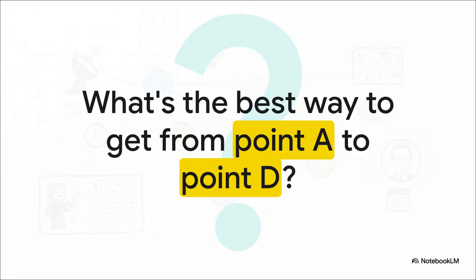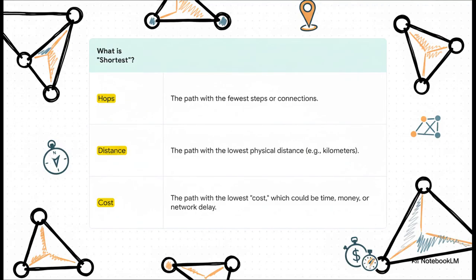What's the best way to get from point A to point D? But the answer to that really depends on what you mean by best. Because, as you're about to see, the shortest path isn't always what you think it is. For instance, is the shortest path the one with the fewest stops, what we call hops? Or is it the one that covers the least actual distance, in kilometers? Or, and this is where it gets really powerful, maybe the shortest path is actually the one with the lowest cost, which could be time or money or even network lag.